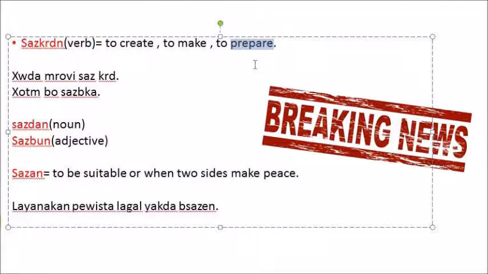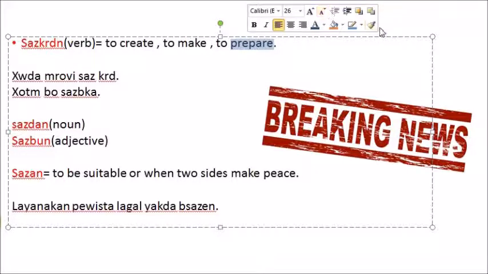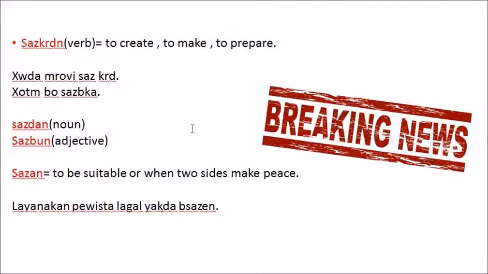Okay, saz kird can also mean to make. For example, kekekim saz kird means I made a cake. But again, at that time it's better to use Do Krdn. But they're synonyms, so you can use them. It doesn't really sound unnatural, so you can use it.